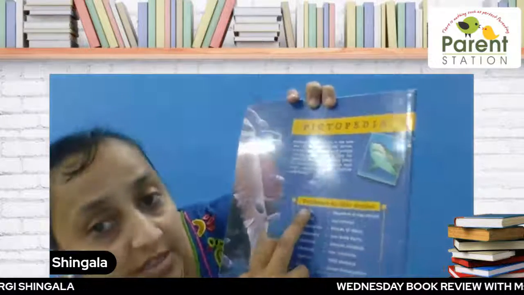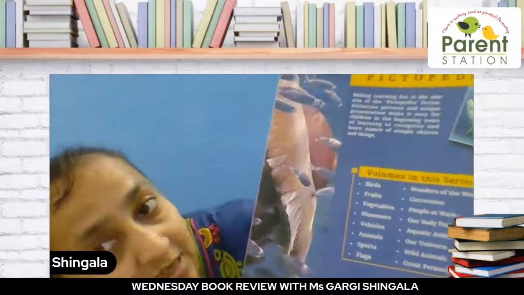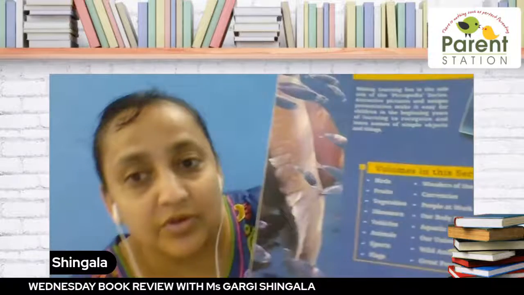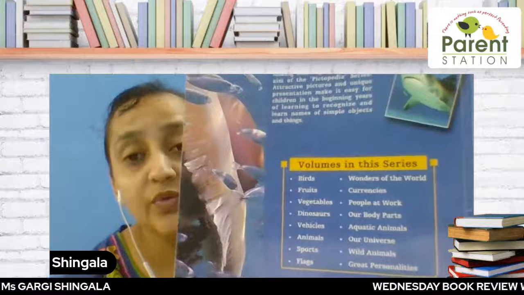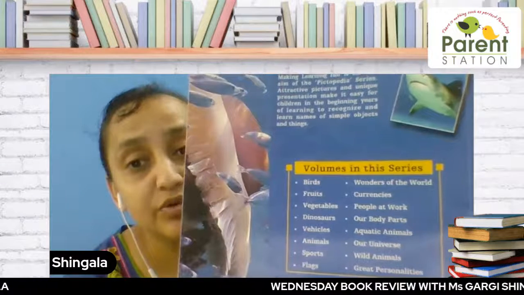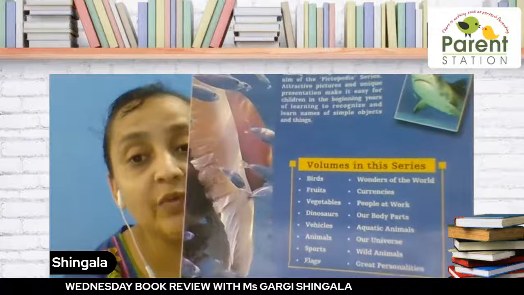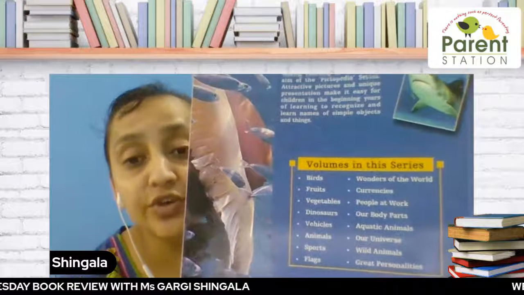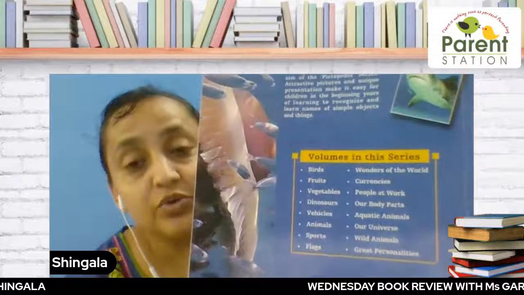We have birds, fruits, vegetables, dinosaurs, vehicles, animals, sports, flags, wonders of the world, currencies also, people at work, our body parts, aquatic animals, our universe, wild animals, and great personalities. So these are volumes in this type of Pictopedia series. This is one type of encyclopedia.